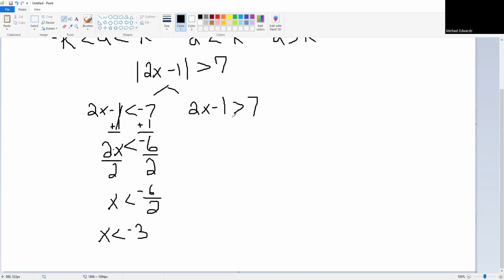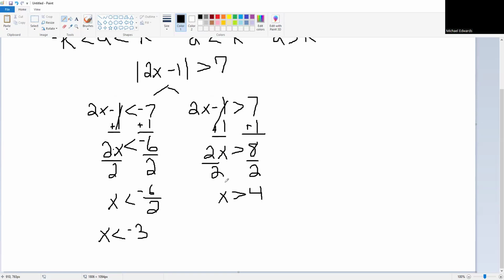The next one, let's solve it. Let's just add our 1 to both sides. This gives us nothing. This gives us an 8. And this is 2x greater than 8. Divide our 2 out. And this is x greater than 4, because 2 goes into 8 4 times.